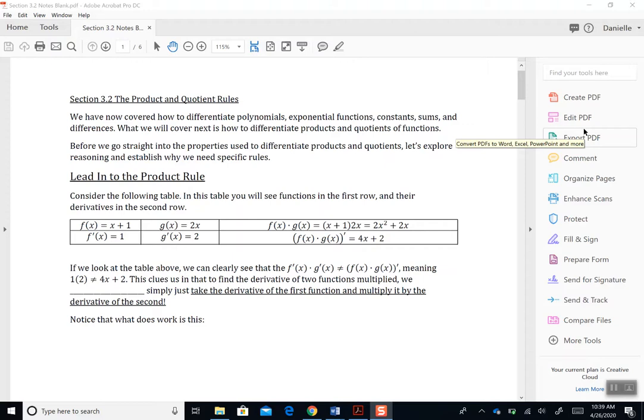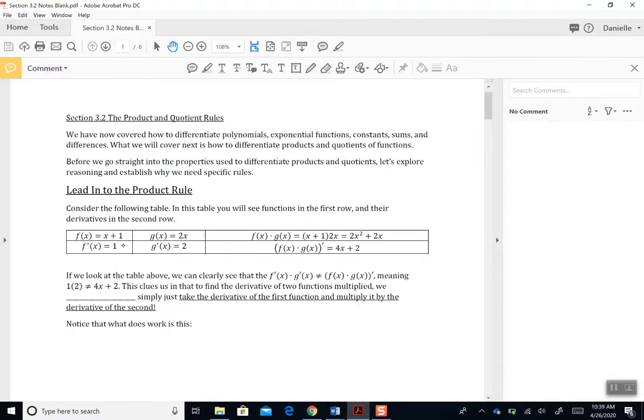Looking at this table, you can see I have an f of x function and a g of x function. In this first part, I have the f of x function. When I take the derivative of this, I get 1. The derivative of x is 1, the derivative of 1 is 0. If g of x is 2x and I take the derivative, I get 2. Now, some people will say, I'm just going to take the derivative of the first and the second and multiply them. So let's see where that gets us, and I'm going to spell that out in a minute.